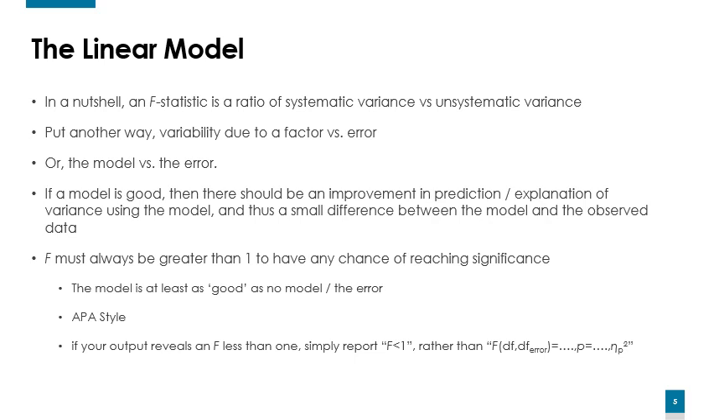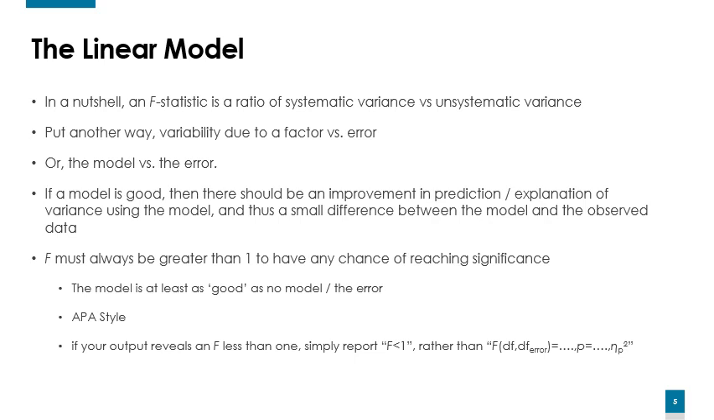When our model's good, you should find that you have improved the prediction of the variance, i.e. you can explain a lot of the variability in your data set using either your predictors or your manipulations, and when this is the case, you should see a small difference between your model, the fit of the model, and the actual observed raw data.